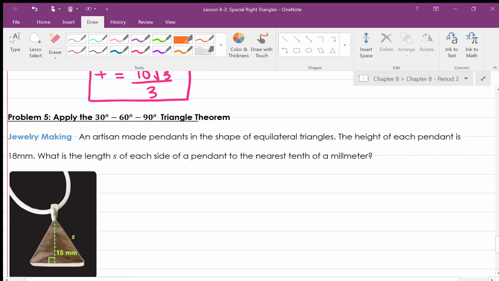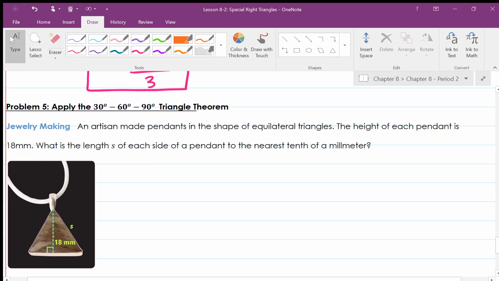So moving into problem 5. Problem 5, apply the 30, 60, 90 triangle theorem to a real world problem. So an artisan made pendants in the shape of equilateral triangles. And this is actually where, if you're interested in seeing the proof of why the lengths of a 30, 60, 90 triangle are the way they are, it is derived from equilateral triangles. And there's actually a pretty interesting proof on this if you're interested. I will post on a separate post. The height of each pendant is 18 millimeters. What is the length S of each side of the pendant?